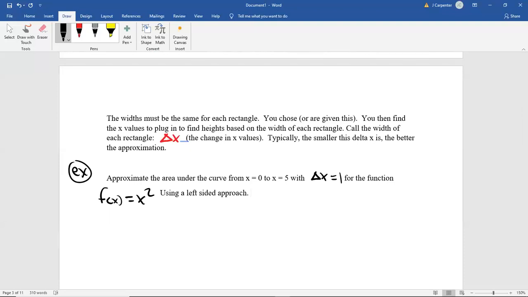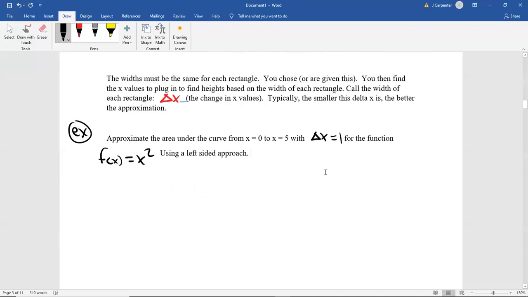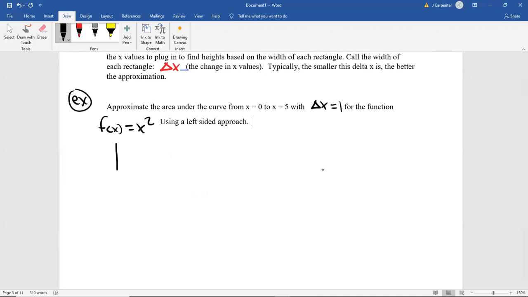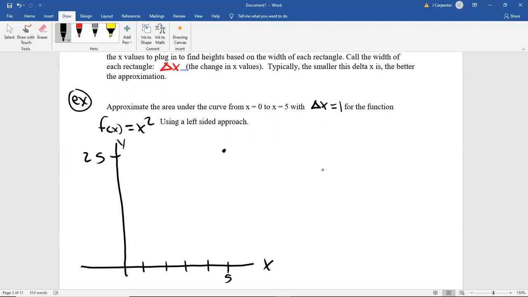So we're going from 0 to 5 with a width of these rectangles being 1. So let's draw up the picture so we have a good idea of what we're going to be looking at. We're going from 1 to 5. The height of 5 for x squared is going to be 25, so I know I need a 25 way up here at 1, 2, 3, 4, 5. Now, I should really have these a little more squished together on the horizontal axis, but I want you to be able to see the details of the triangles.